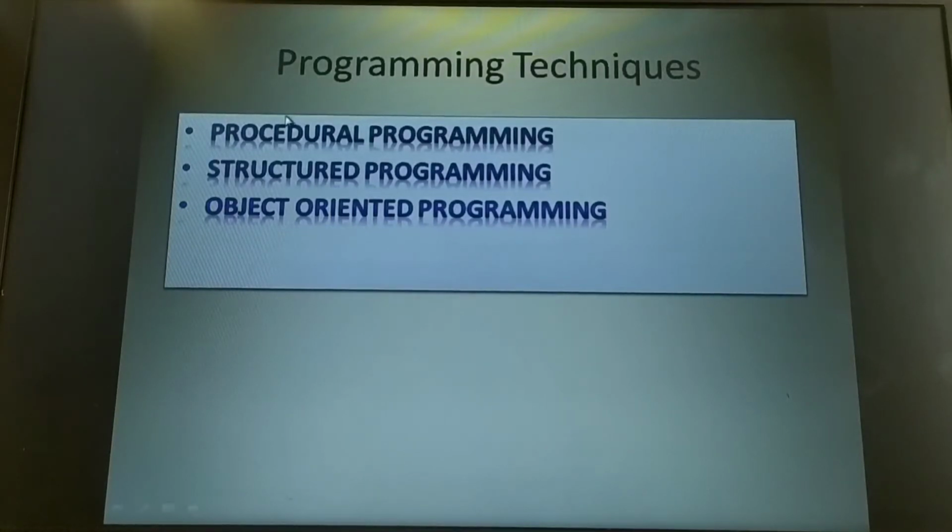Whereas in case of the structured programming technique, C is the example. Then object-oriented programming techniques like C++, Java, Visual Basic, these are the different programming languages which are the examples for object-oriented programming. Nowadays, all the high-level programming languages, along with the new upcoming programming languages, will support object-oriented programming. So let us move on to just a small introduction.